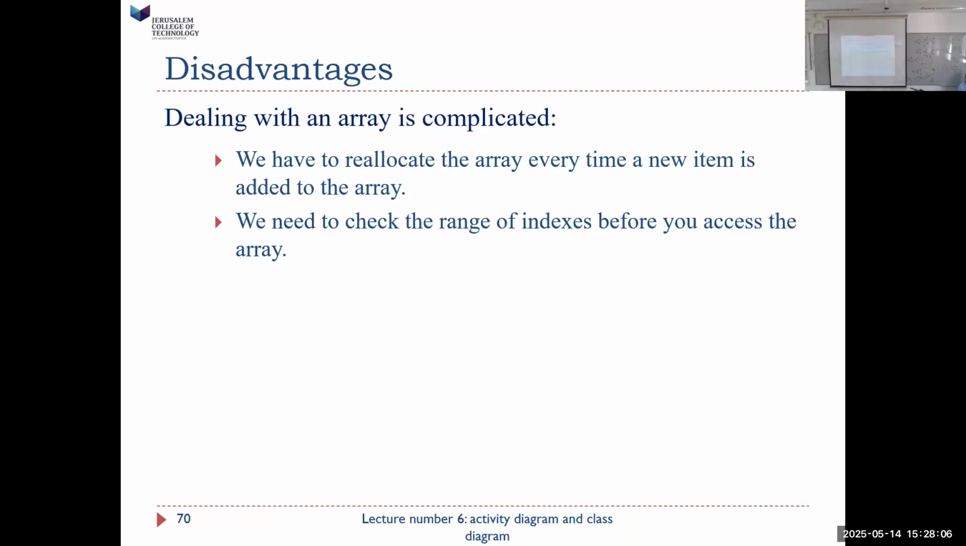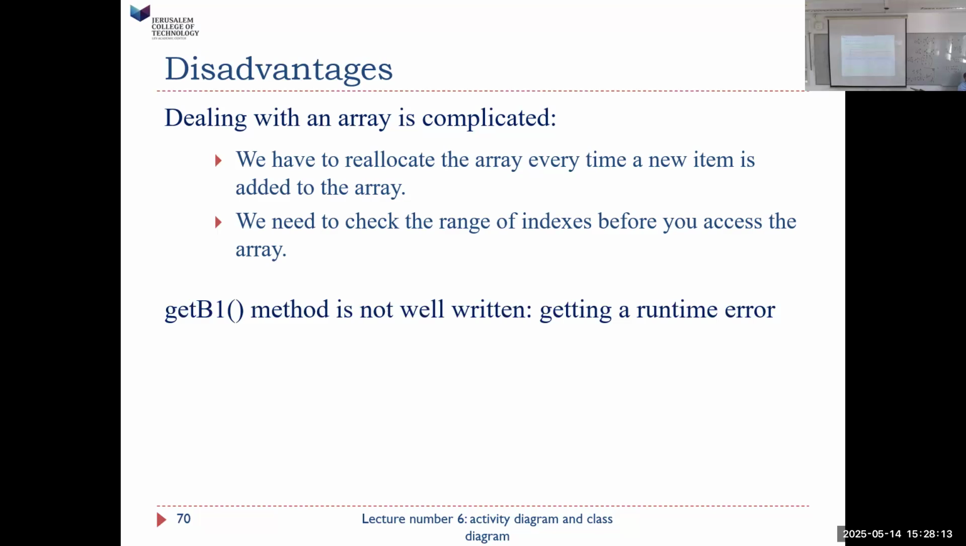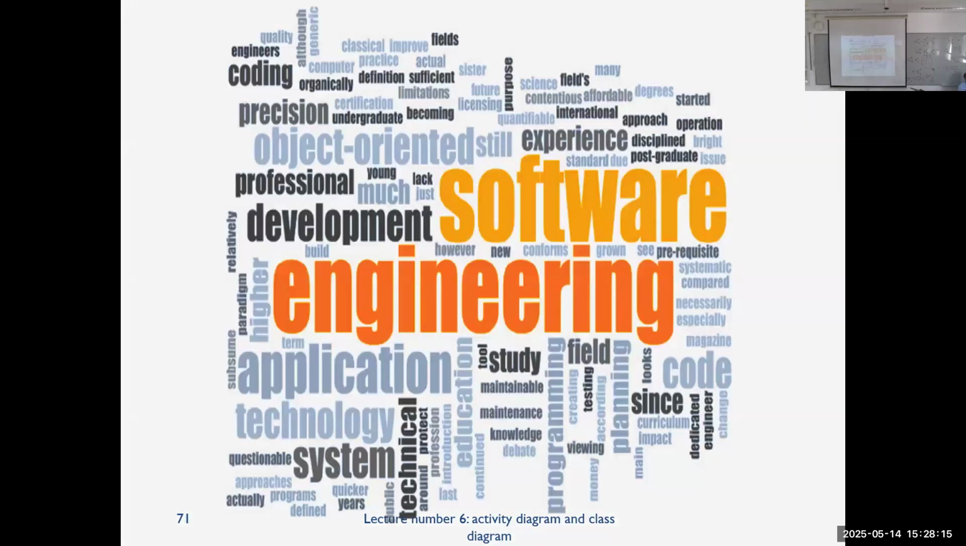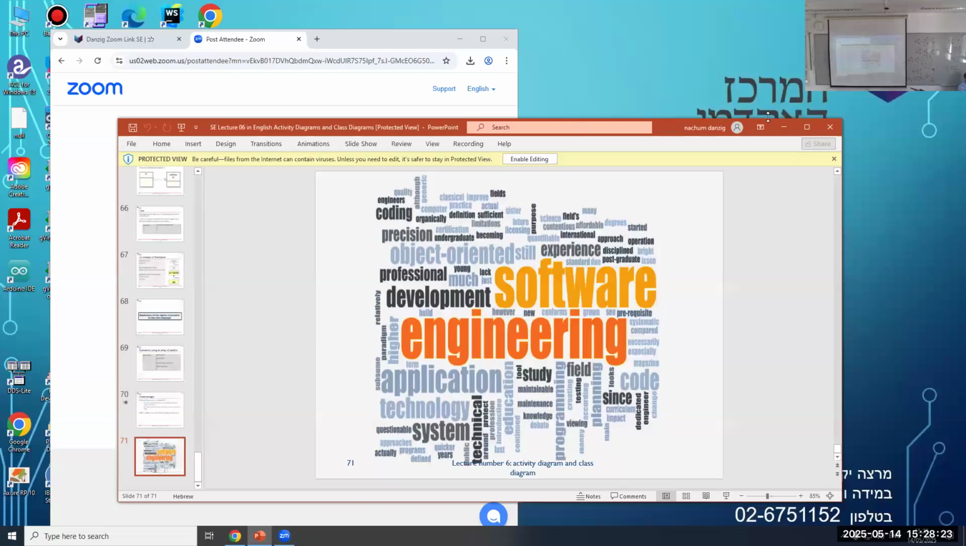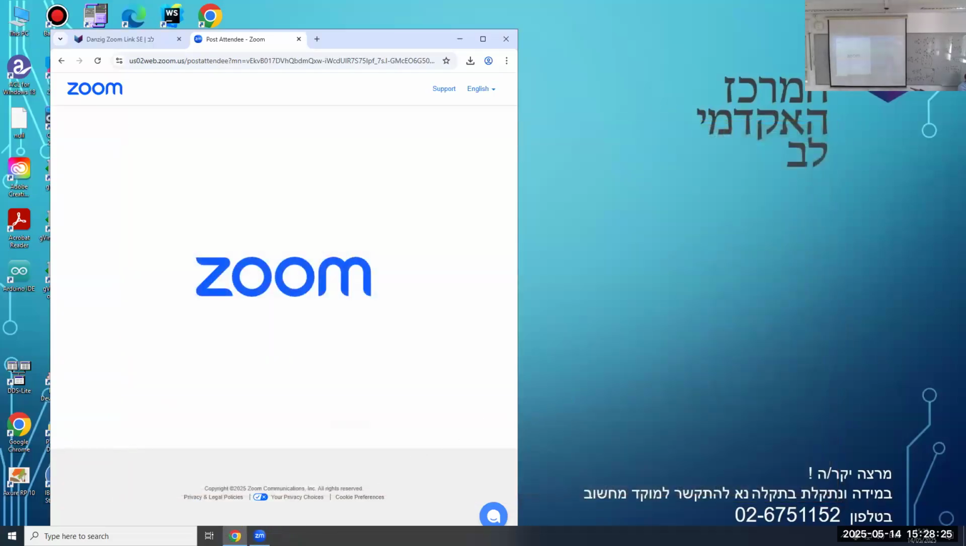You know what try and catch is, right? Yeah. We need to check the range of indexes before you, right? Okay. Step 2. That's it. See, with no questions, we go very quickly.